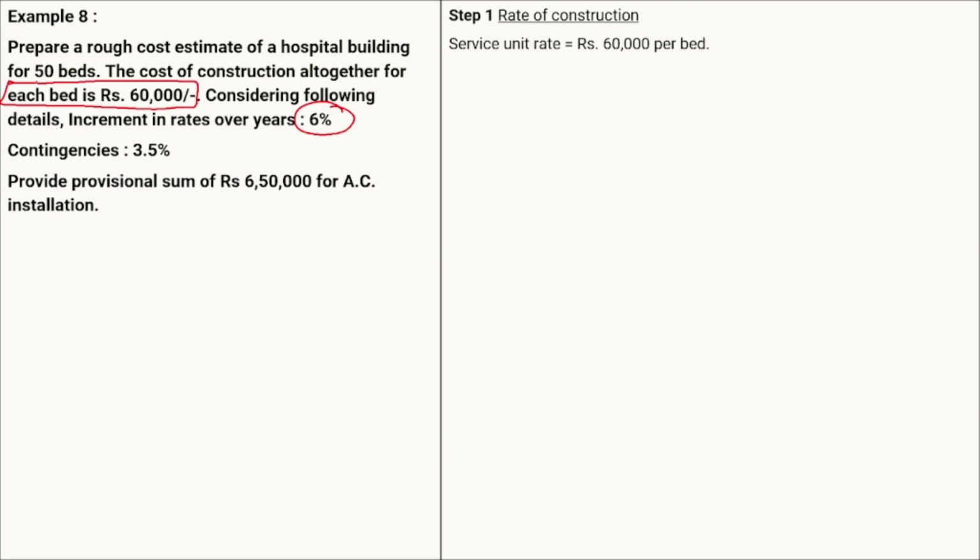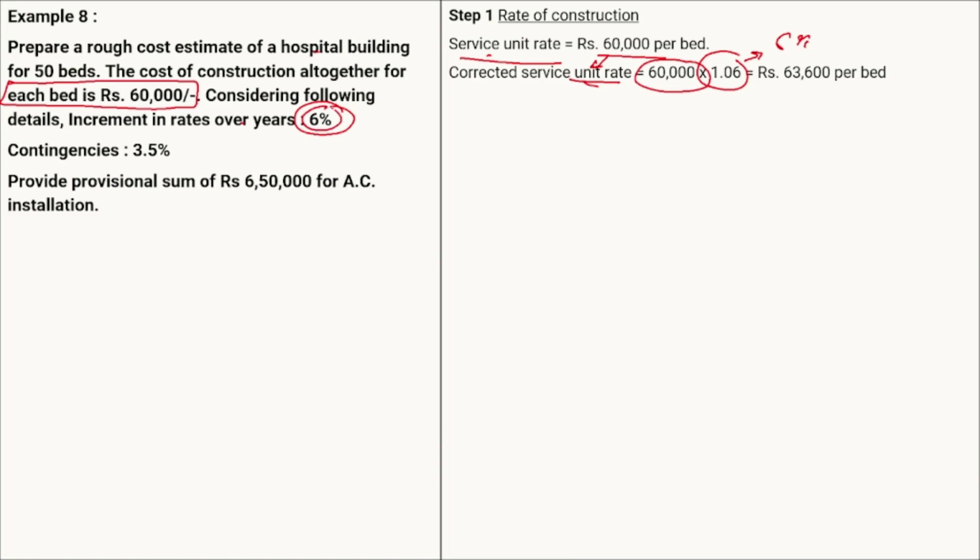So therefore here it is given that the increment in the rate over the year should be taken as 6%. Our original service unit rate was 60,000 rupees per bed, but this is your old rate, therefore we require the new or corrected rate. So the corrected service unit rate will be equal to the old rate, in which we have to increase it by 6%. The increment in the rate over the years is equal to 6%, therefore here we are increasing it by 6%.